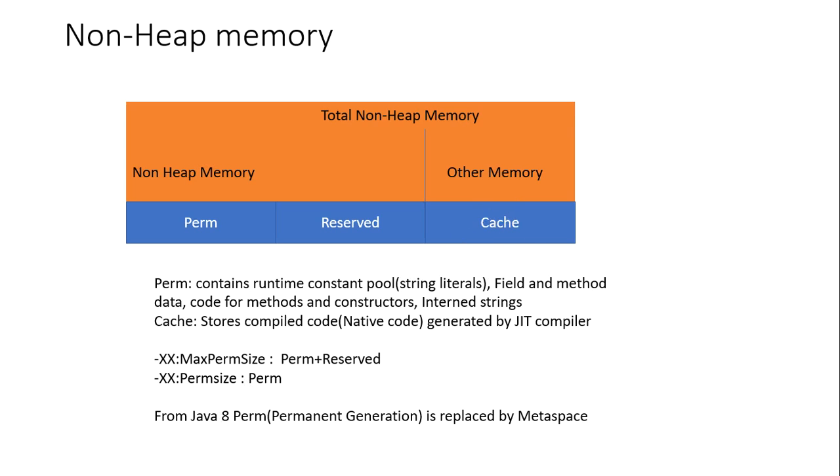For example, when you set the JVM heap memory settings, max perm size will be your permanent generation plus reserved. And if you give minus XX perm size, it will be only your permanent generation. From Java 8, permanent generation is replaced by metaspace.